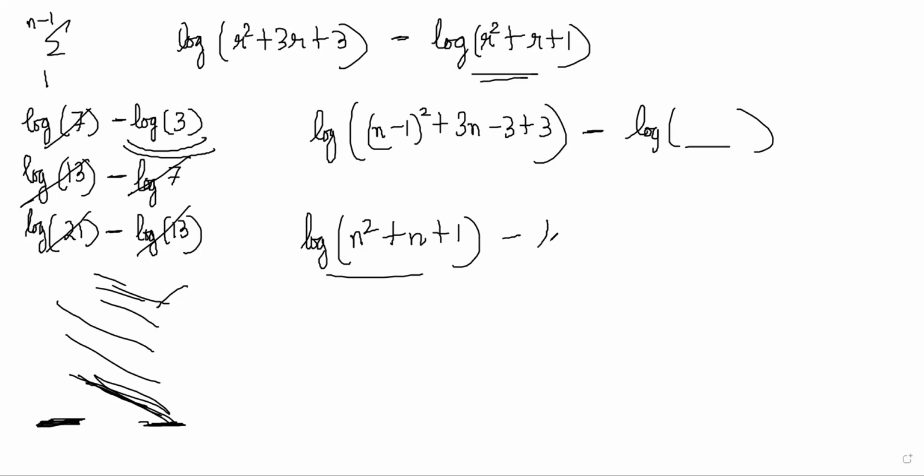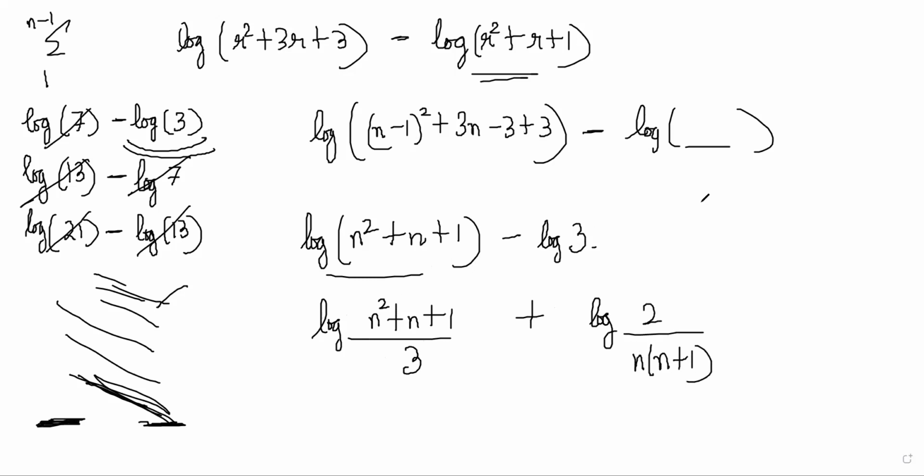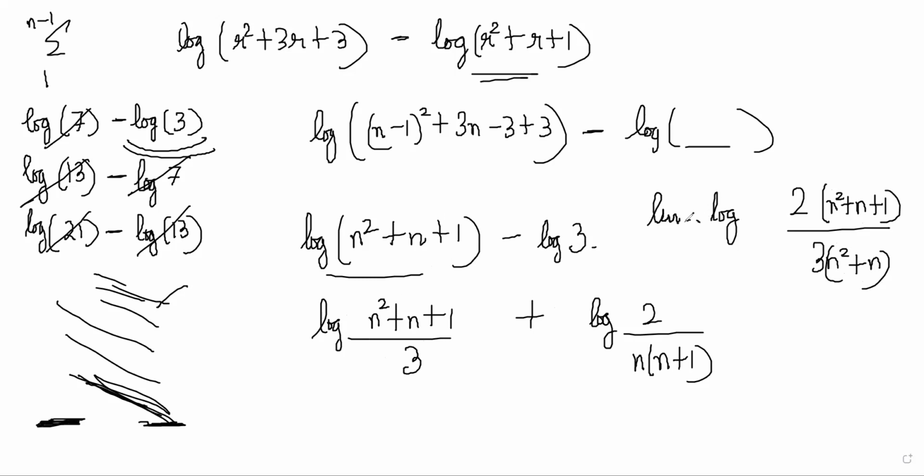Minus log 3, right? So this is becoming log of (n square plus n plus 1) by 3. And from the previous one you had log of 2 by n into (n plus 1). So therefore you are getting log of 2 into (n square plus n plus 1) by (3 n square plus n). This is my thing, and now I have to do limit n tends to infinity here. That was equal to log of L, by the way. So limit n tends to infinity I have to do here.